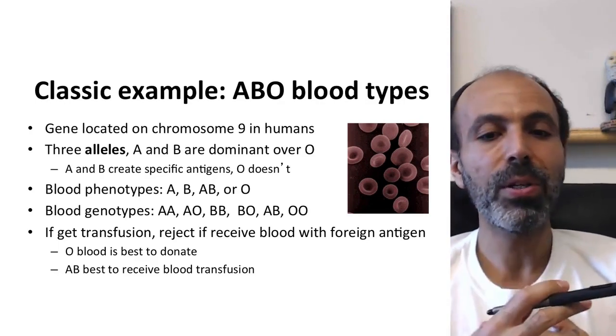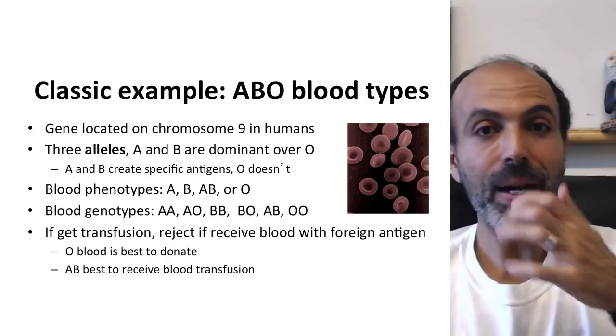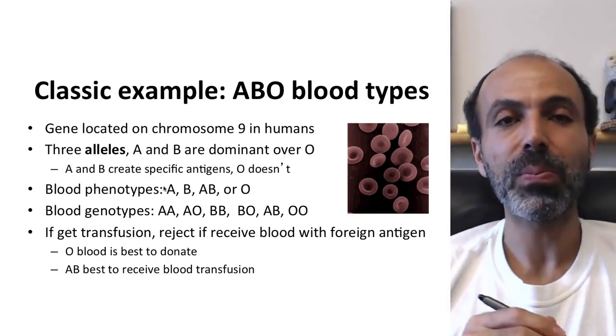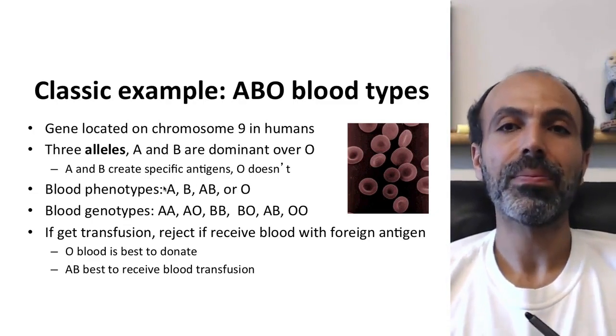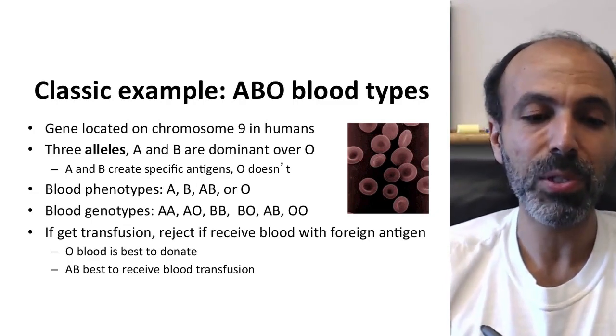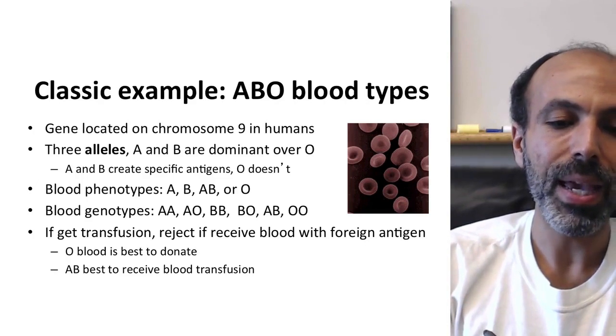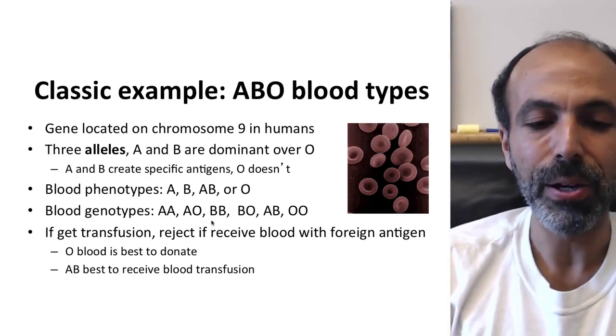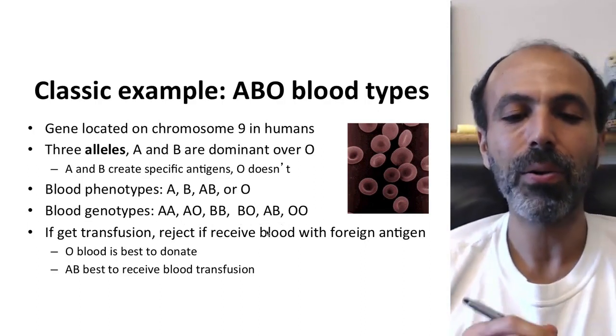A and B are both dominant over O, but A and B are not dominant over each other. And what happens in this case is A and B create very specific antigens, but O does not. So the possible blood types you can have are A, B, AB, and O. And the possible genotypes are these: AA, AO, BB, BO, AB, OO.